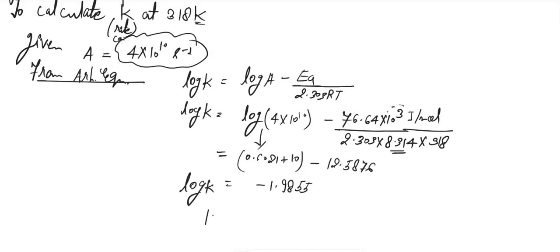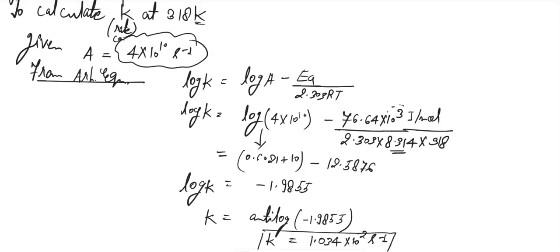We need to calculate the K. So K will be the anti-log of minus 1.9855. This will be your 1.034 into 10 raised to the power minus 2 second inverse. Since we have first order kinetics, the unit is second inverse. The rate constant unit is second inverse. All right, so that's it. Thank you.